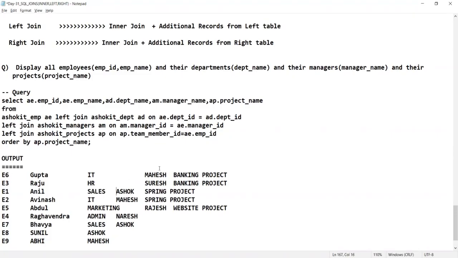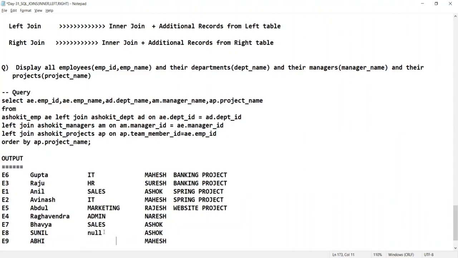Joins are very important for you, sir, in real-time projects. In real-time projects, mostly we are going to work with what? The joins only, sir. Because we will be having multiple tables. Understand? We will be having multiple tables in real time.